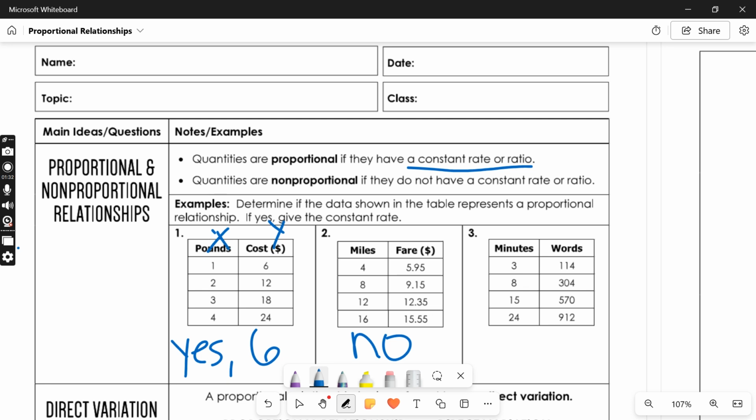Okay, so I'm just dividing the y value divided by the x value. And you can make a note over here if you want. Y divided by x. Okay, so we're going to do 114 divided by 3, which I got 38. 304 divided by 8, which I got 38. 570 divided by 15, 38. And 912 divided by 24. Again, I got 38. So I'm going to say yes, and my constant is 38.